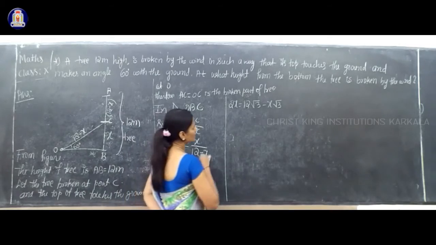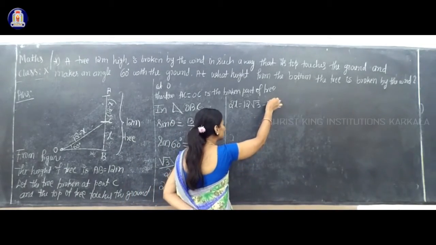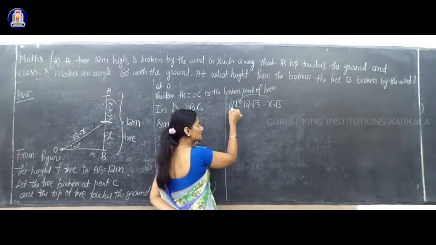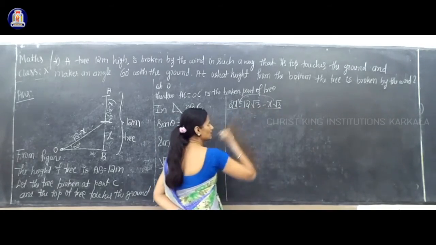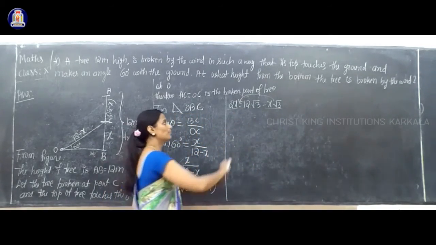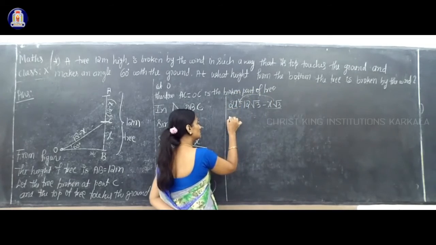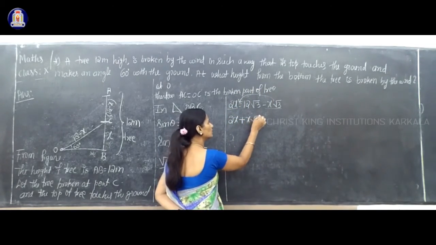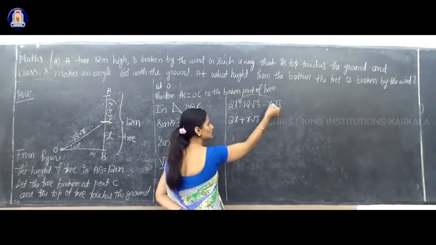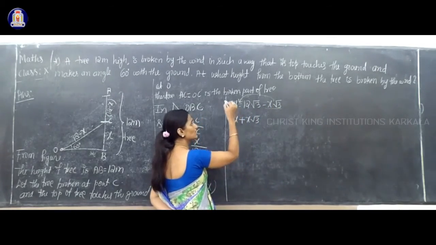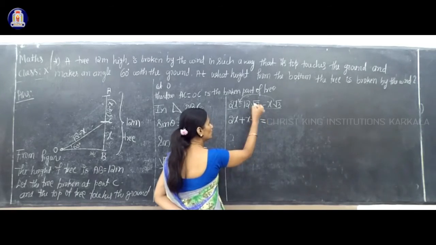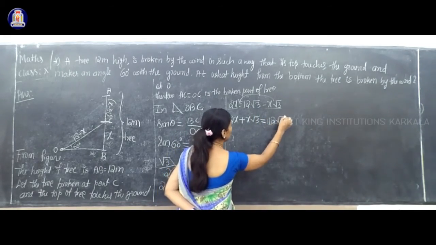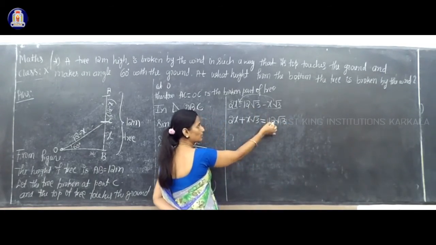So combine that x. How to combine? So bring this x to this side. So this side is x, this side is x. That means like terms. So bring this x to this side. So we'll get as what? 2x plus x root 3. Right now minus x root 3 changes as plus x root 3 is equal to 12 root 3.